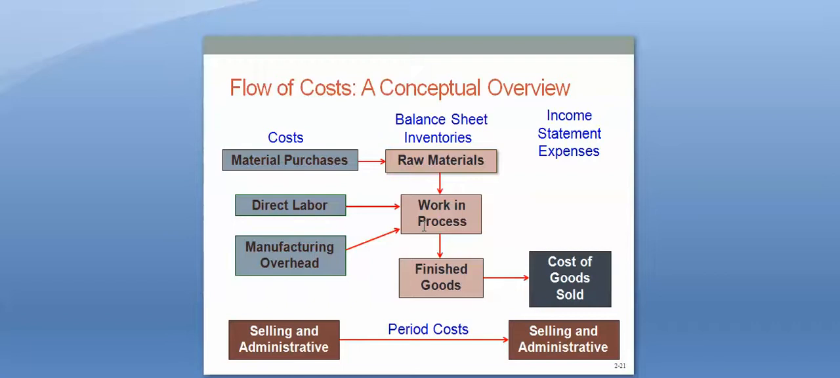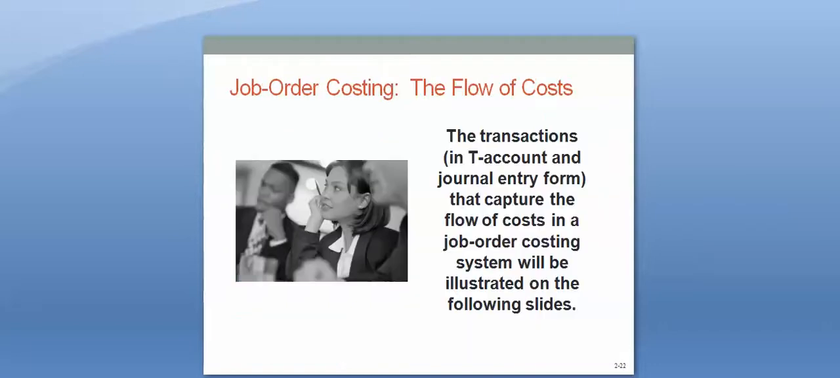After our goods are finished, they will be transferred from work in process to finished goods, and once the goods are shipped, those costs will be matched with the revenues they help to generate by a journal entry that takes them out of finished goods and puts them into cost of goods sold. And recall, any selling and administrative costs, those are referred to as period costs, and they flow directly to the income statement.